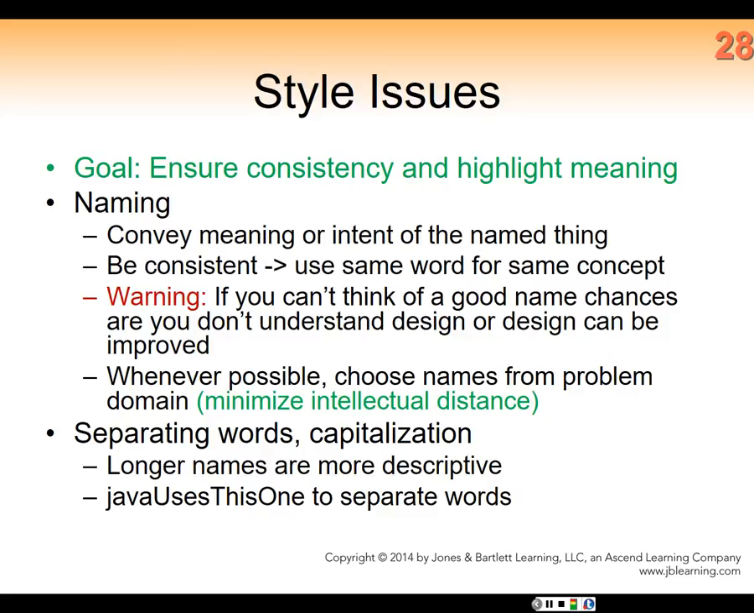I also put in this little phrase here: whenever possible, you should be choosing names from the problem domain. We already talked about, as we transform, the problem lives over here and our code lives over here, and there's a great gulf between the structure of the problem and the way it's expressed and the structure of the solution and the way it's expressed. As much as possible, we like to minimize the intellectual distance. And one way to do that is to choose names from the problem domain.